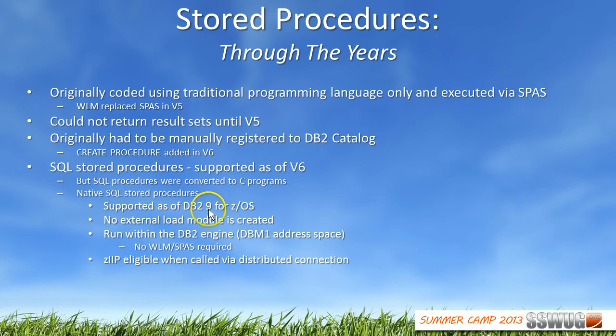Native SQL stored procedures introduced in DB2 9 were written purely in SQL and run inside of the DBM1 address space, right in DB2. That's because it's SQL, and SQL runs in DBM1 like any other SQL. And also there's zIIP eligibility. A zIIP engine is an external engine, an extra engine that is added to the mainframe that can have work offloaded to it, and it is not chargeable from a software billing perspective. So you can get a reduced cost by calling stored procedures through distributed connections that are native SQL as of version 9.